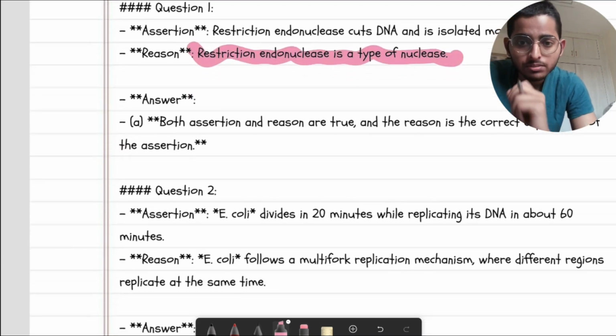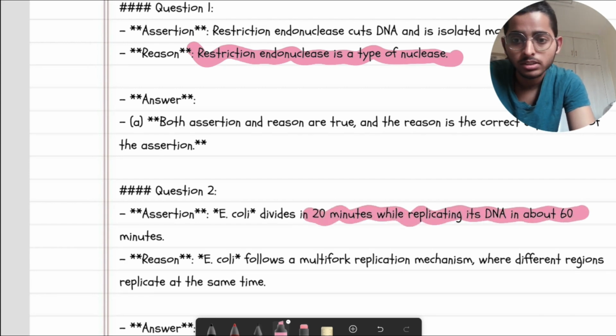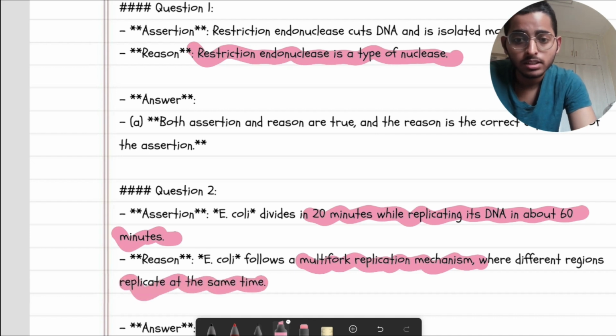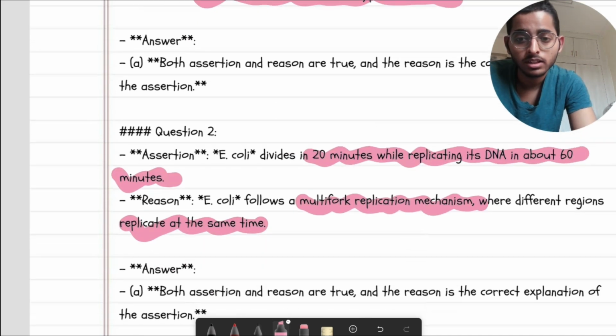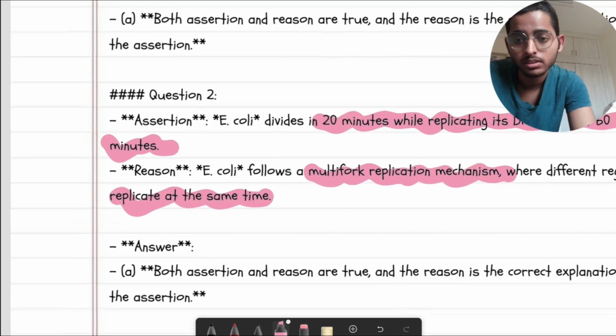Question 2 is assertion, which is E. coli divides in 20 minutes while replicating its DNA in about 60 minutes. The reason for this is E. coli, Escherichia coli, follows a multi-fork replication mechanism where different regions replicate at the same time. The assertion and reason both are correct and logically sounding, and that's why option A is correct.